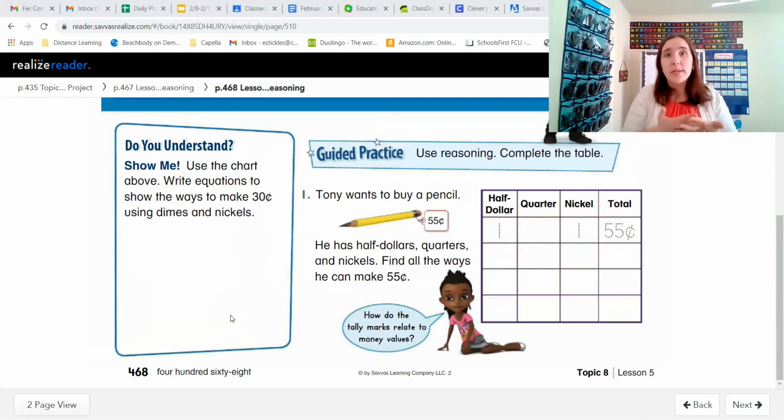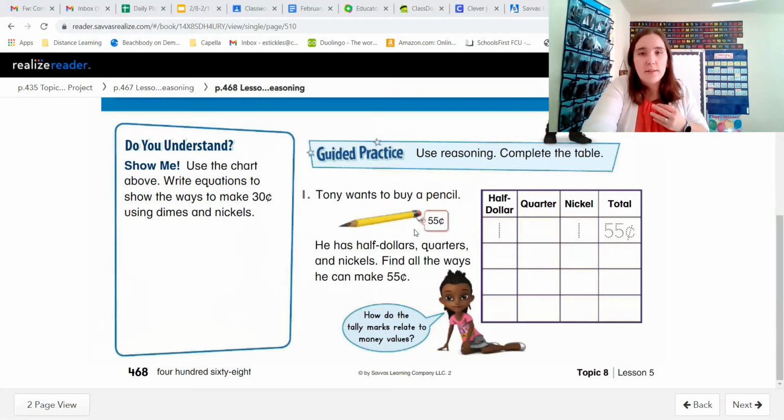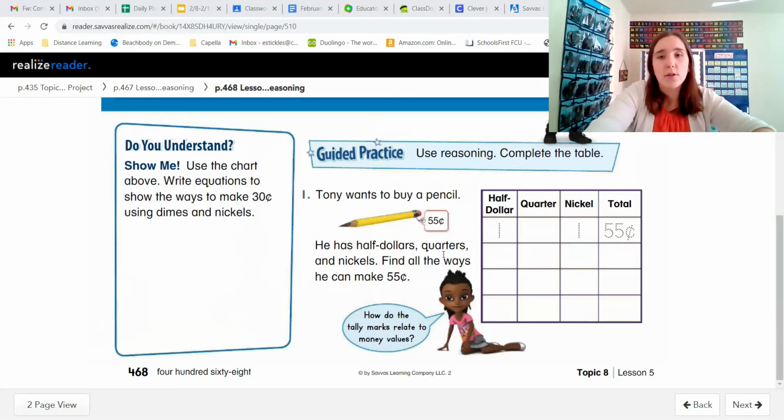It says, use reasoning, complete the table. Tony wants to buy a pencil. Looks like the pencil costs 55 cents. He has half dollars, quarters, and nickels. Find all the ways he can make 55 cents.